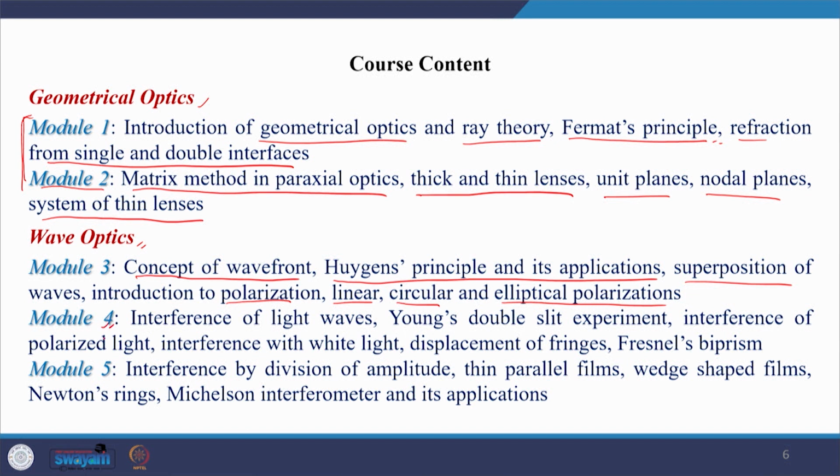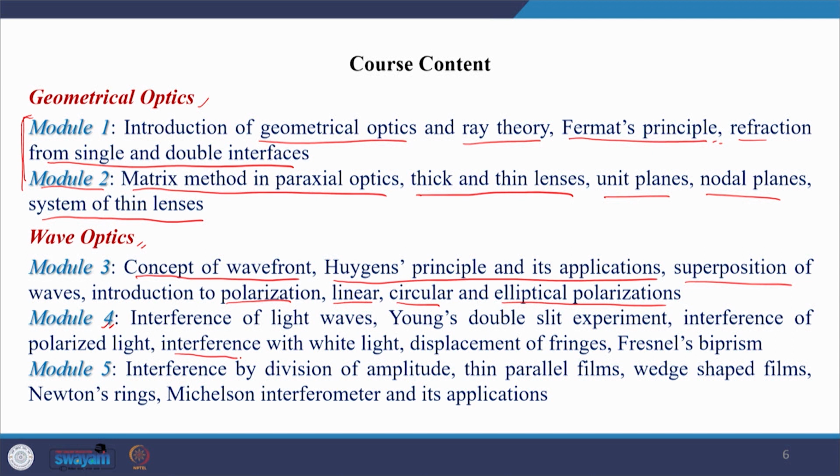In module 4, interference would be introduced, wherein we will talk about the famous historical Young's double slit experiment. And in Young's double slit experiment, we will also learn the role of polarized light. What role polarization plays, how would it affect the fringes, fringe formation, fringe visibility. This all would be discussed in module 4.